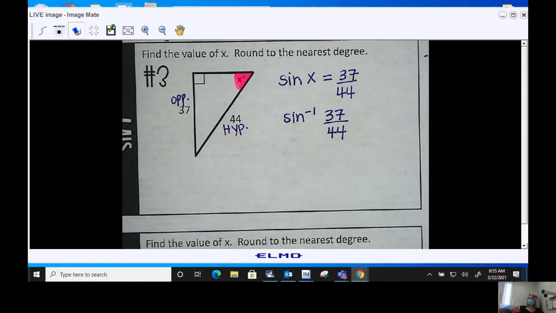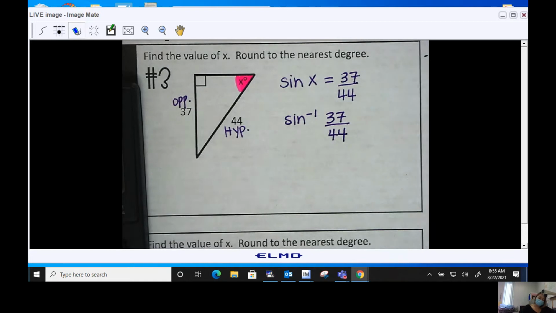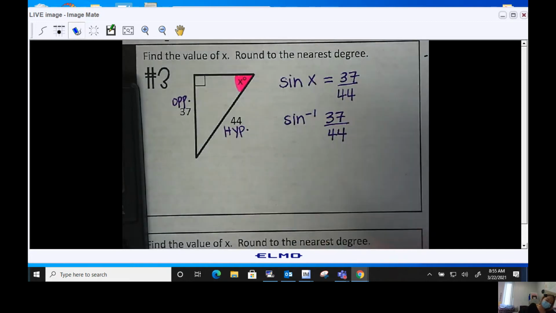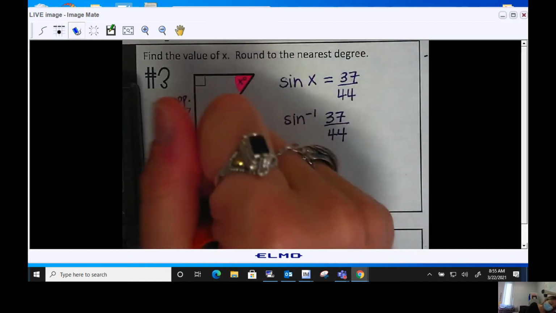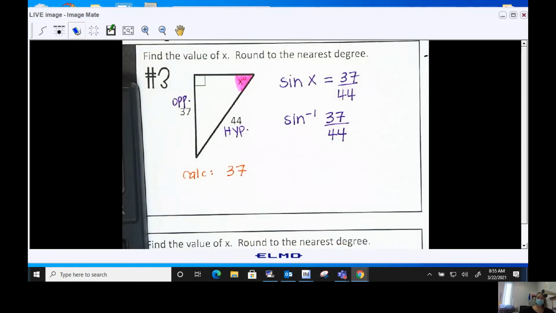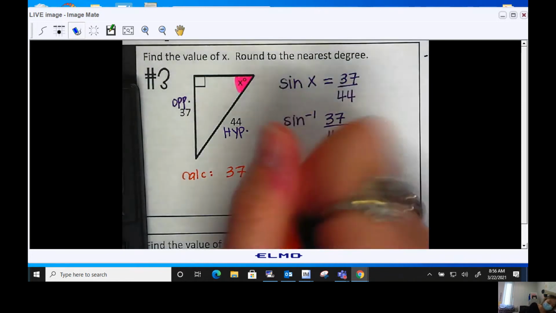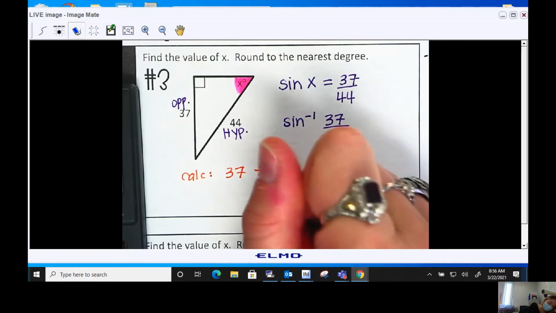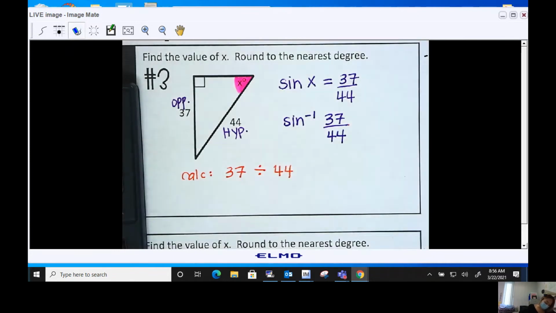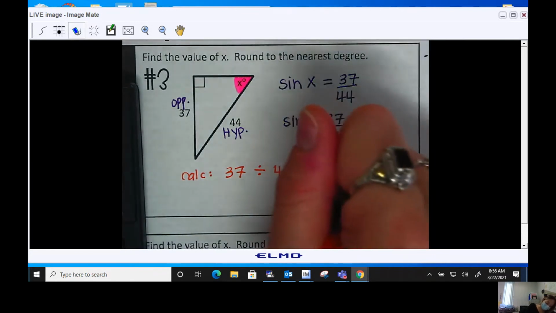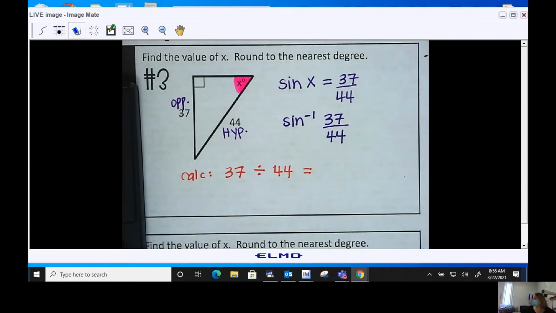So here's how you're going to put it into your calculator. We essentially always go backwards. So here's what you're going to push. Everybody with your calculator or your phone, you're going to push 37 divided by 44 equals, you'll get some decimal, right? So put that in your calculator, 37 divided by 44 equals.